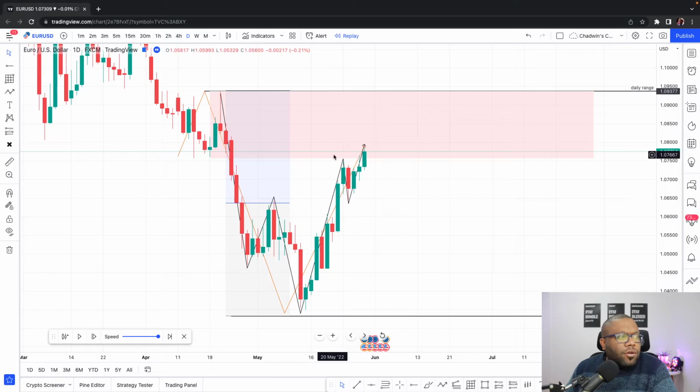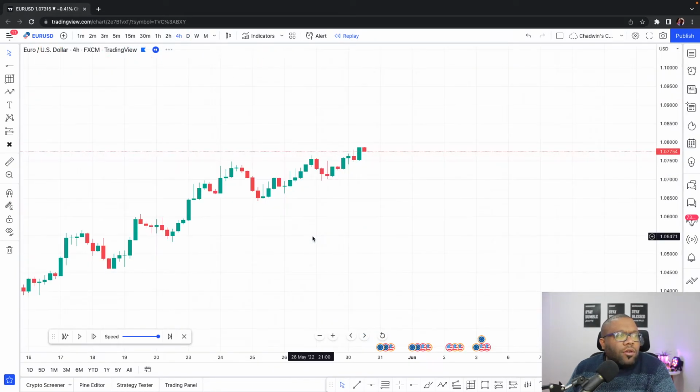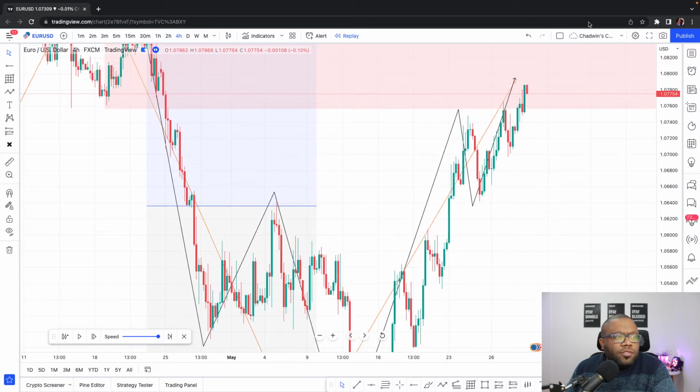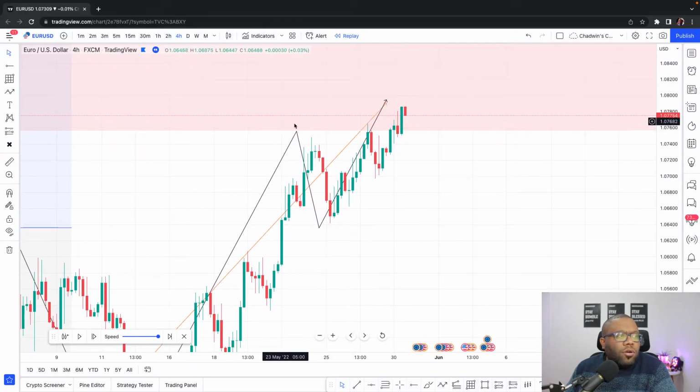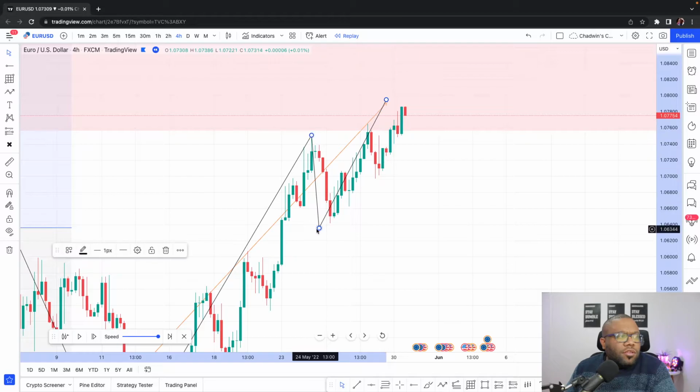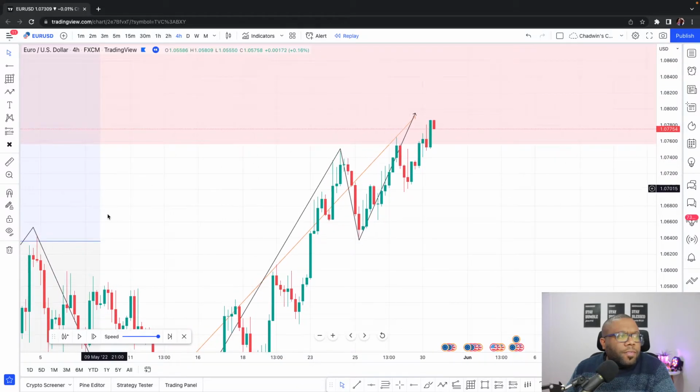Okay, so now we are in a daily. We marked it out on the daily so that we can get our 4-hour swing projections, right? Our 4-hour swing projections. So we'll just correct it there. And now at this moment, we know that that's our last high over there.